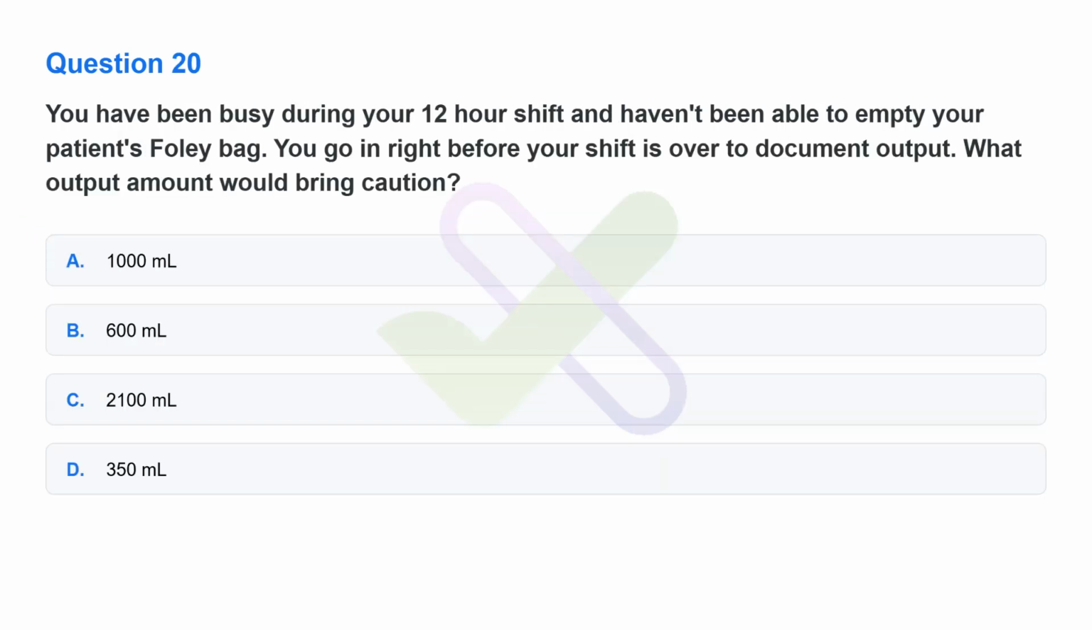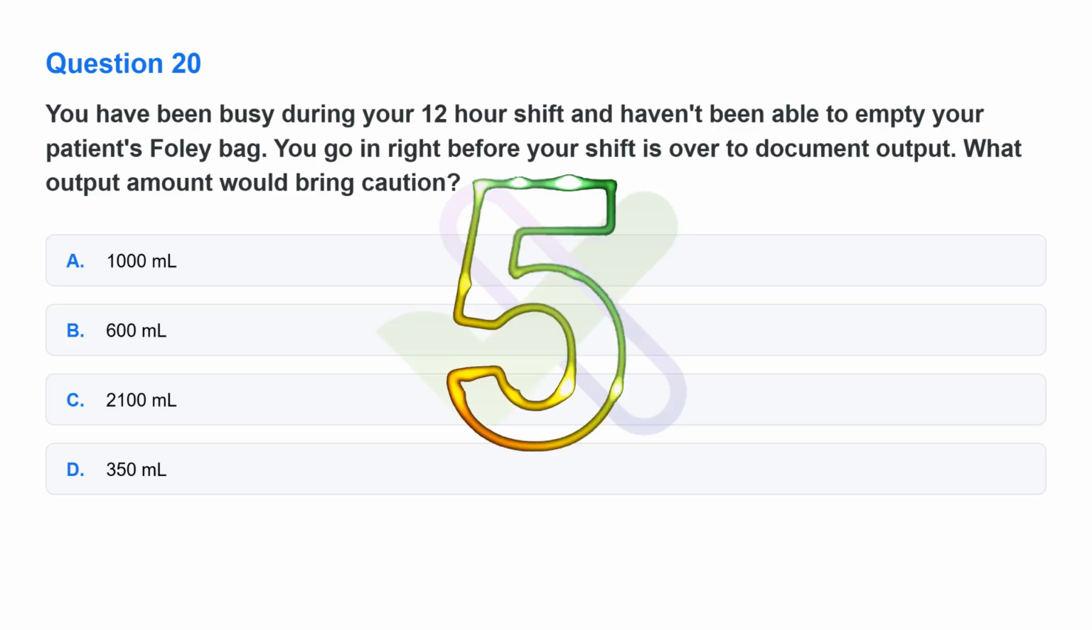You have been busy during your 12-hour shift and haven't been able to empty your patient's Foley bag. You go in right before your shift is over to document output. What output amount would bring caution? A, 1,000 milliliters. B, 600 milliliters. C, 2,100 milliliters. D, 350 milliliters.